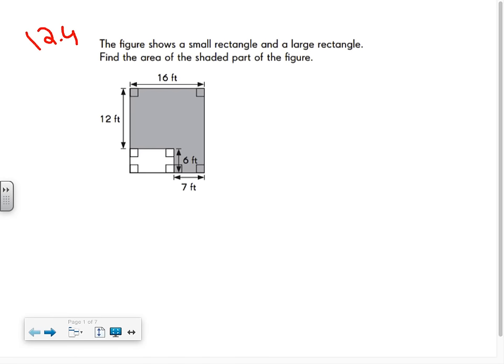There's a couple ways to do this, but I'll show you two different ways. Some kids see it one way and some kids see it the other, and that way you can pick which one makes the most sense for you.